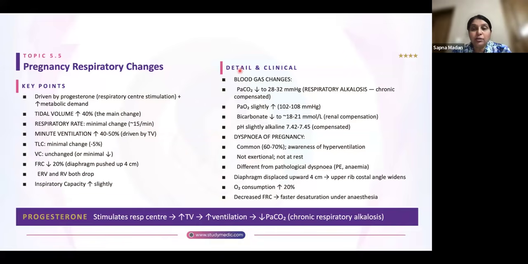So progesterone is the main driving factor here. It will stimulate the respiratory system. It will increase the tidal volume, which will increase the ventilation and reduce the partial pressure of carbon dioxide. So pregnancy is in a state of either you call it chronic respiratory alkalosis or compensated respiratory alkalosis.